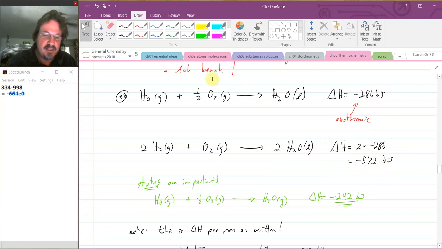Did they write it like this top one here, in which case it's only 286? Did they write it like the second one here, 572? Makes a big difference. So they've got to tell you what that actual reaction is. Also, the states are very important.